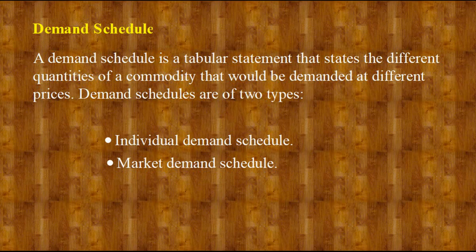Demand schedule. Demand can be represented in three different ways: the demand schedule, the demand curve, and the demand function. A demand schedule is a tabular statement that states the different quantities of a commodity that would be demanded at different prices. Demand schedules are of two types: individual demand schedules and market demand schedules.